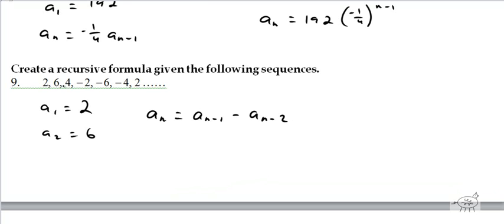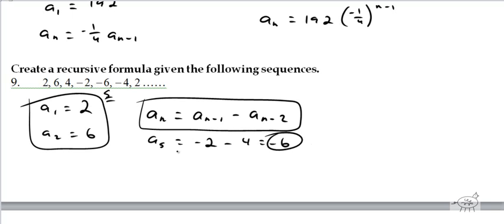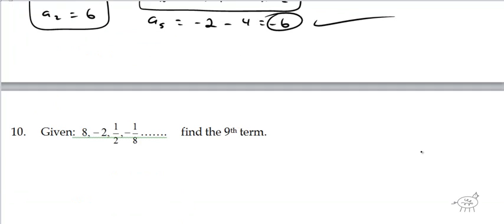Let's look at the fifth term. Well, a sub 5, which is supposed to be negative 6, is the one right before it, which is negative 2, minus the one before that, negative 6. Okay, that's good. I'm done. So I need this, and I need that. That was just a check. Okay? All right, number 10.